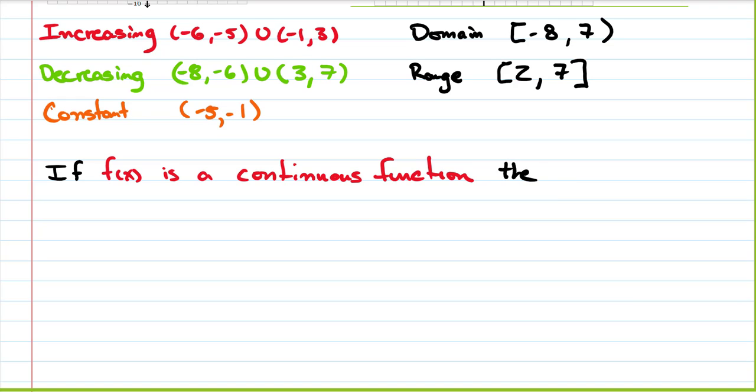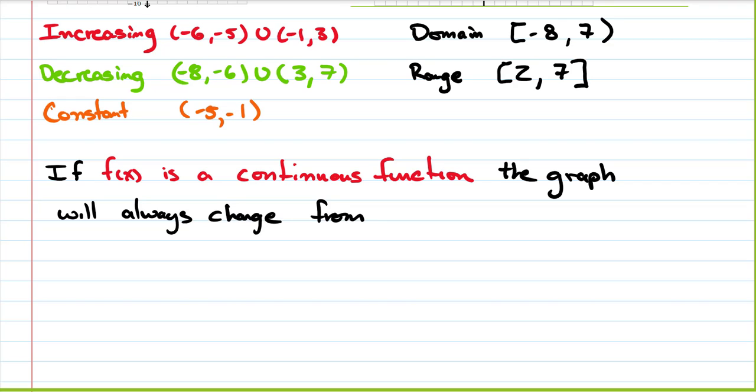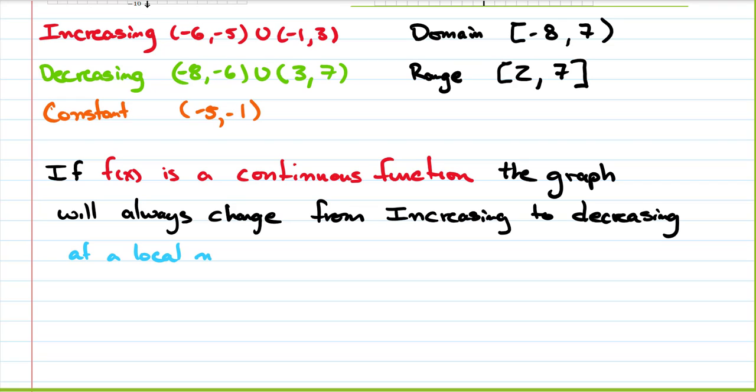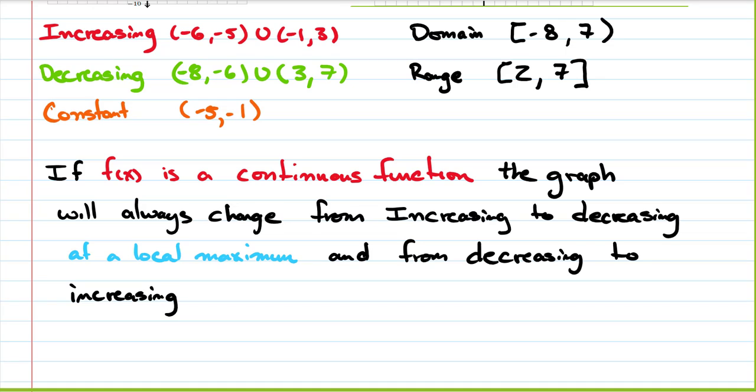the graph will always change from increasing to decreasing at a local maximum and from decreasing to increasing at a local minimum.